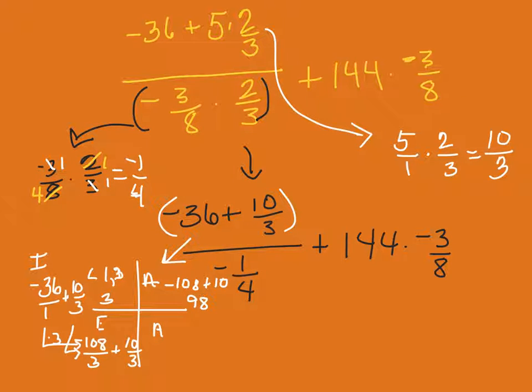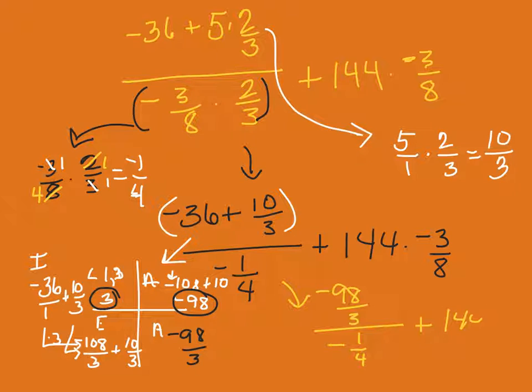And the sign of the larger absolute value is negative. So it is negative 98. I now have my denominator and my numerator. That's negative 98 thirds as my answer. So now I'm going to rewrite this again. Let me switch colors here. So I'm actually going to have negative 98 thirds divided by negative 1/4 plus 144 times negative 3/8.